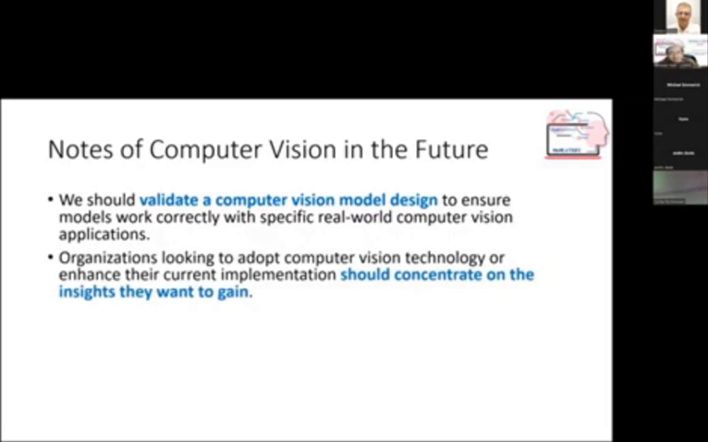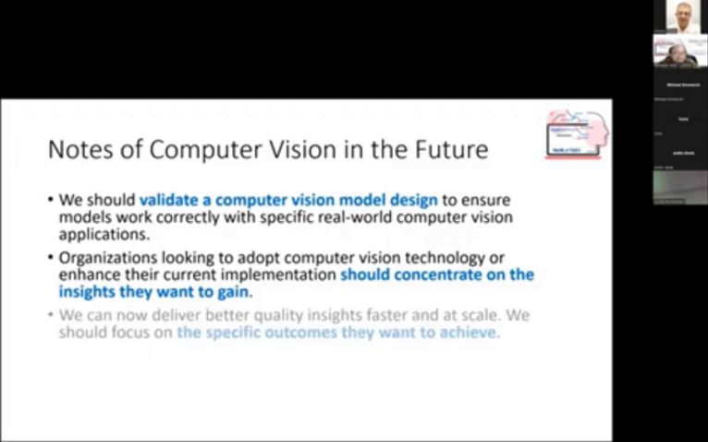Organizations looking to adopt computer vision technology or enhance their current implementation should concentrate on the insights they want to gain. We can deliver better quality insights faster and at scale. We should focus on the specific outcomes they want to achieve. We should also monitor computer vision to ensure safety, reliability, privacy, and morality. An ethics framework can be a starting point to consider.